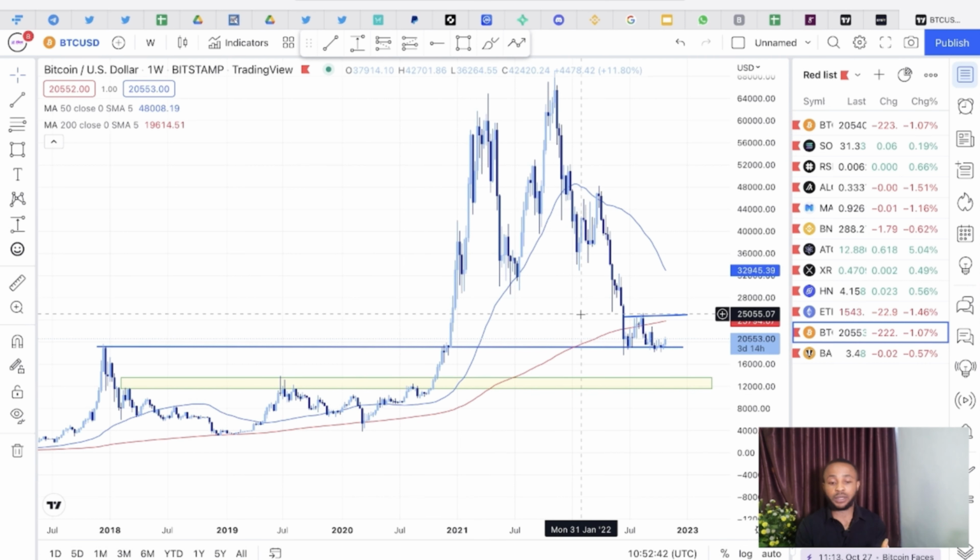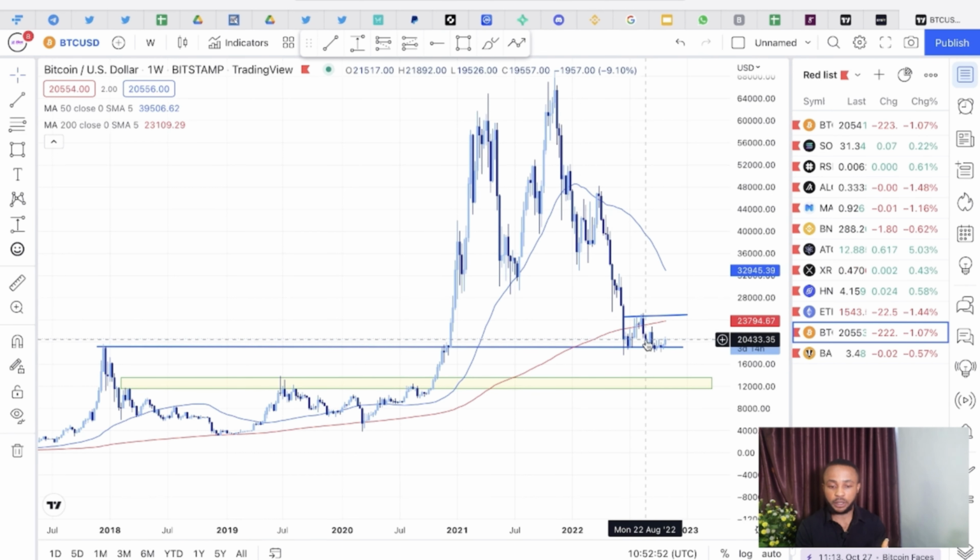There are also day traders and swing traders, those that trade lower time frames. As you can see, recently I've been trading this zone in the lower time frame. Price has been ranging around this zone for over how many weeks? I think 1, 2, 3, 4, 5, over 6 weeks.